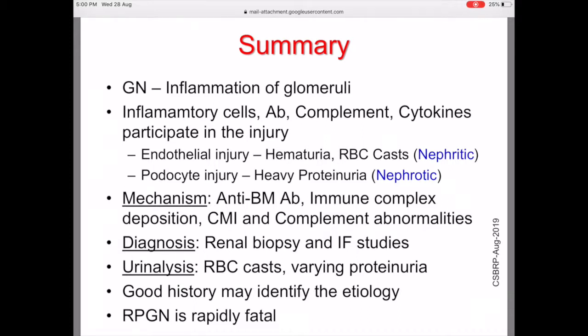Urine analysis, the main finding is RBC casts and varying proteinuria. A good history may identify the etiology wherein there is a possibility for complete cure. And RPGN, you should know, is rapidly fatal, and an aggressive approach is essential.